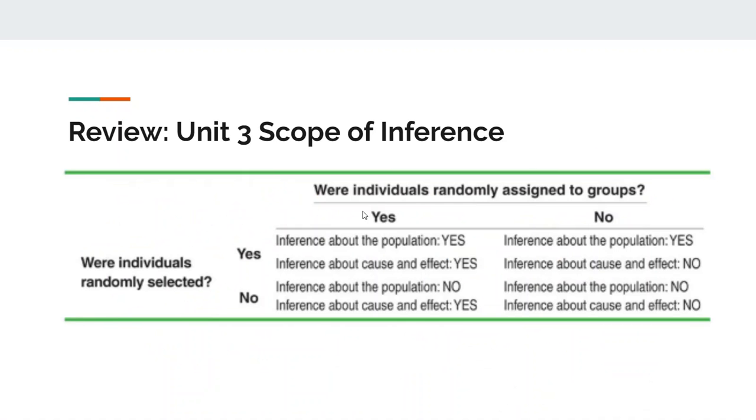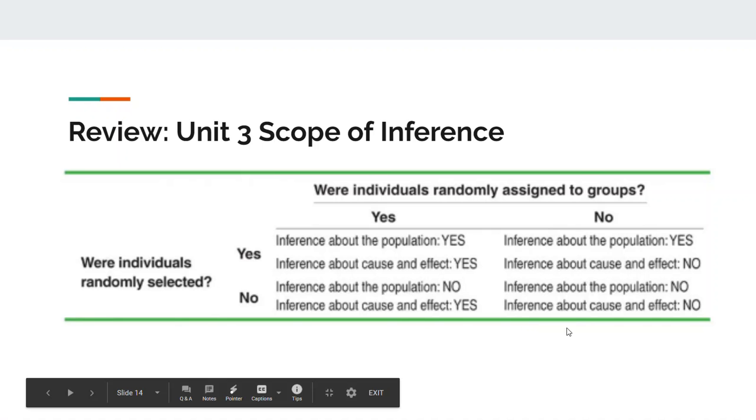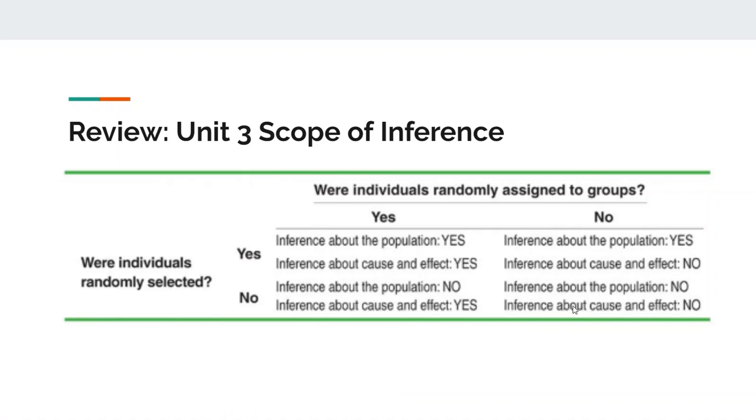If people were both randomly selected and randomly assigned, that's your best case scenario. You can make inferences about everything, about the population as a whole and about cause and effect. But if you only have one of those, for example, you only have random selection but no random assignment, you're in an observational study world. Or if you only have random assignment and you don't have random selection, you're in an experiment world, and you can infer cause and effect. And then there's the one down here where these are the garbage studies. If you haven't randomly selected, you haven't randomly assigned, you can't infer anything.